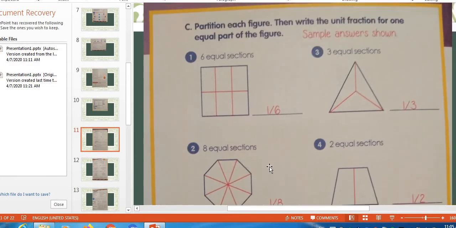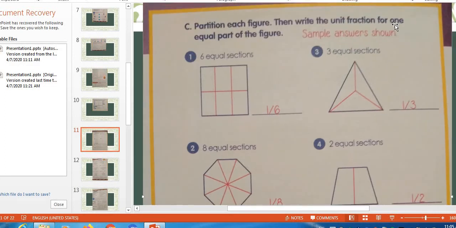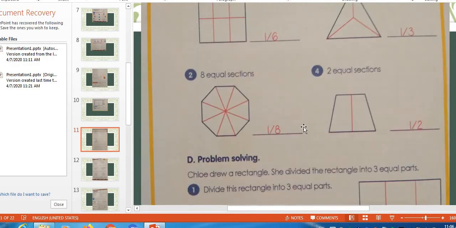Here, partition each figure, then write the unit fraction for 1 equal part of the figure. Here I have 6 equal sections, as I told you in the last one. And here that triangle, this is important, because it's somehow tricky, I want to have 3 equal sections. So I will draw 3 lines here to make 3 equal sections or parts.